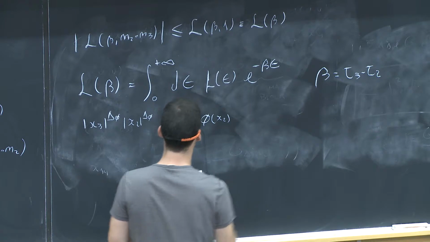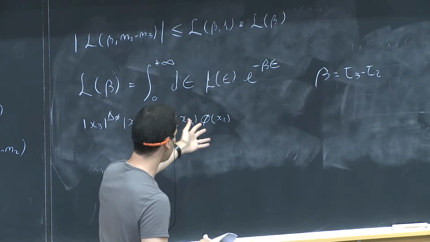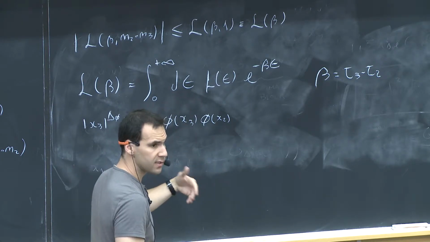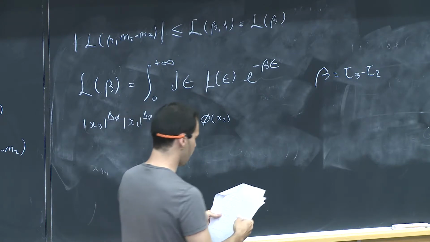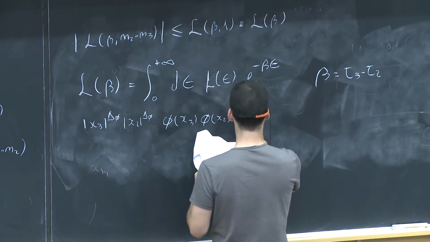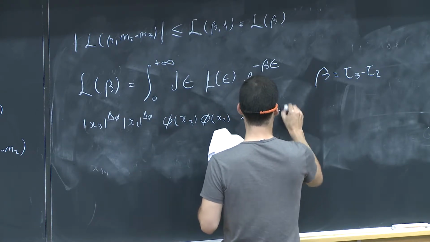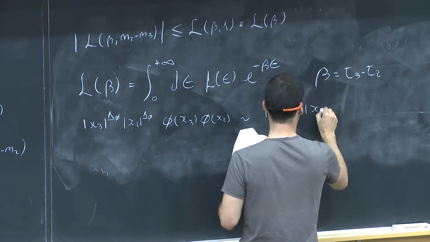So as tau 3 approaches tau 2, you can look at the OPE in this channel, and the leading contribution is that of the identity. It's the first operator appearing in the OPE. So this is modulo x3, phi.